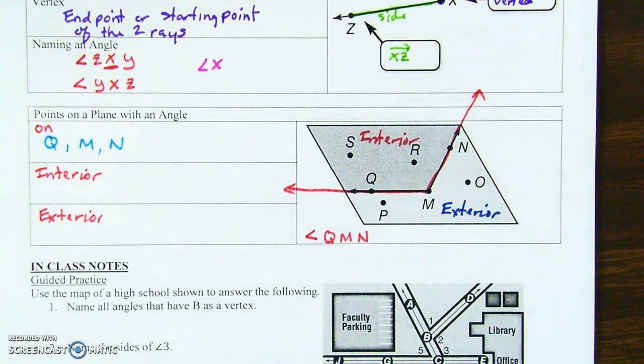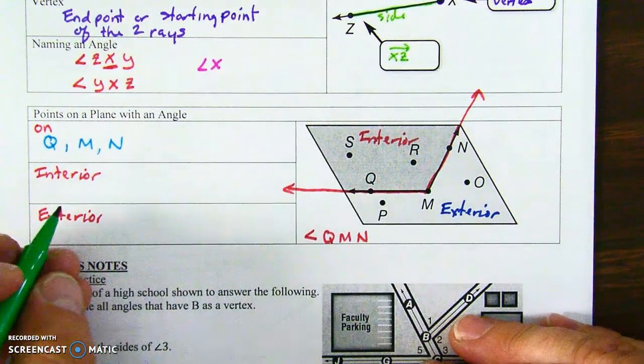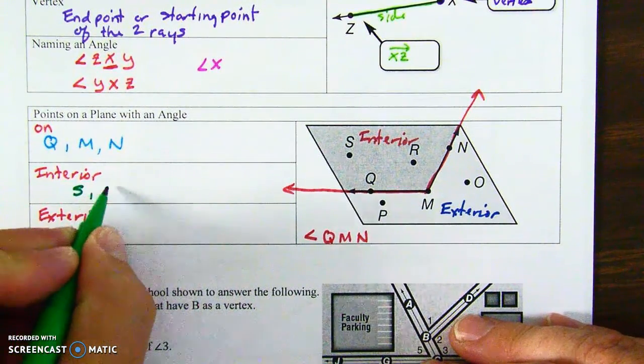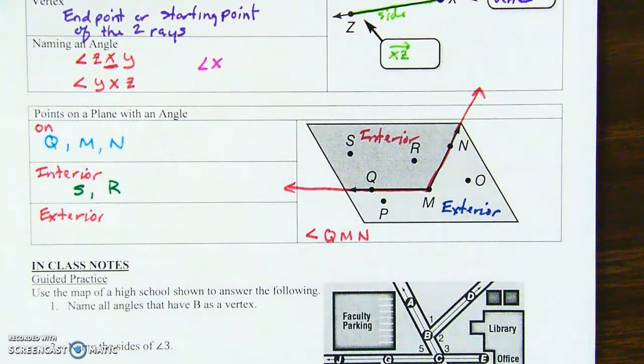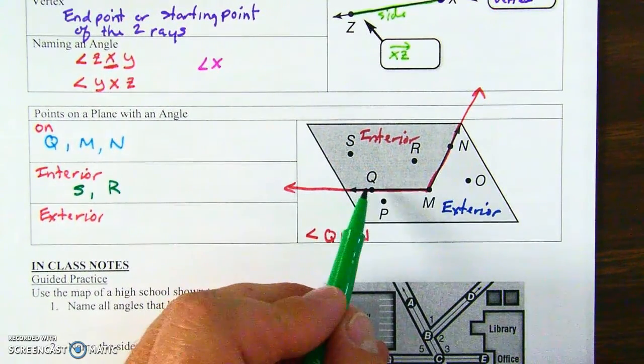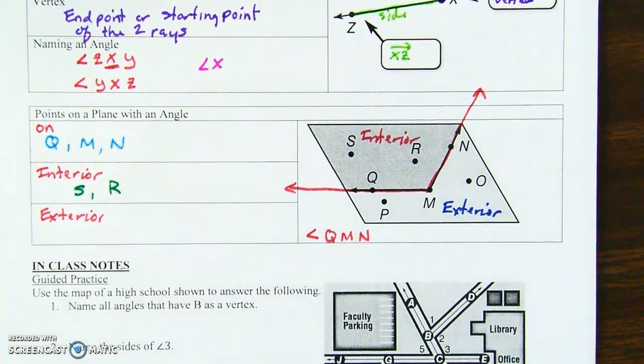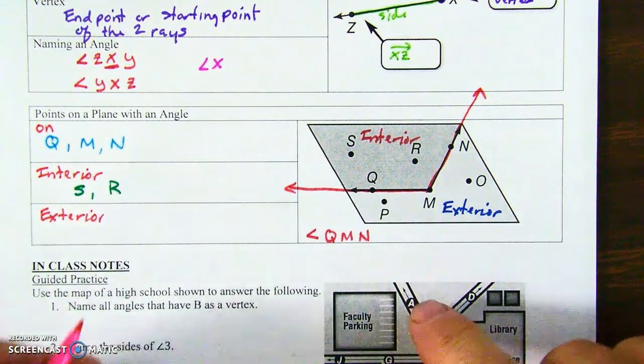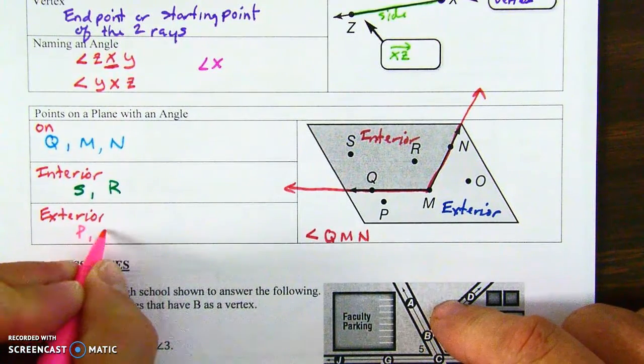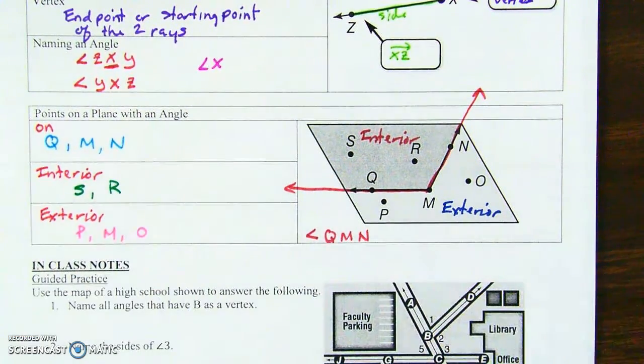Okay, so that means this lighter shaded area on the outside is called the exterior. So all you're going to be doing is identifying which points are on the inside and which ones are on the outside. So in this case, what we would identify as interior is only S and R. Now, a common mistake that a lot of people make is that they'll also use these letters that are on the line as considered to be interior or even exterior in this case. Now, the ones that are on the exterior, we have some out here, which would be P, M, and O. Okay? Any questions on that part?